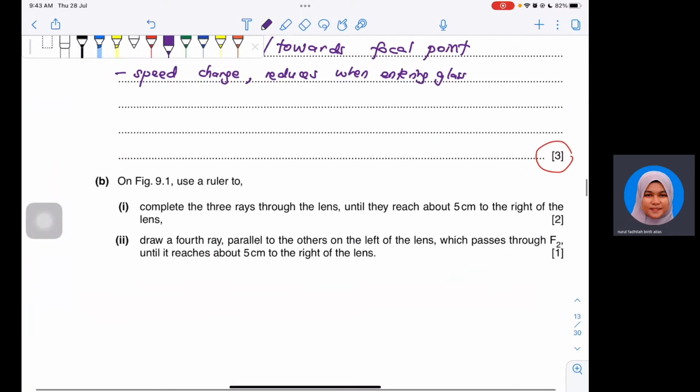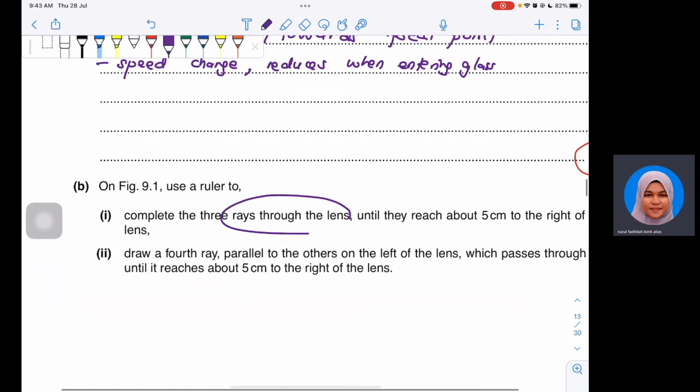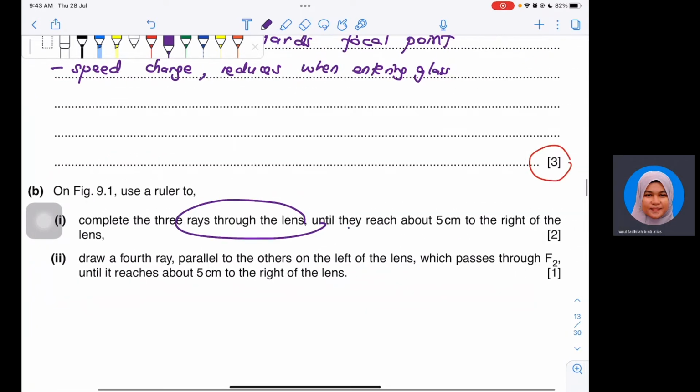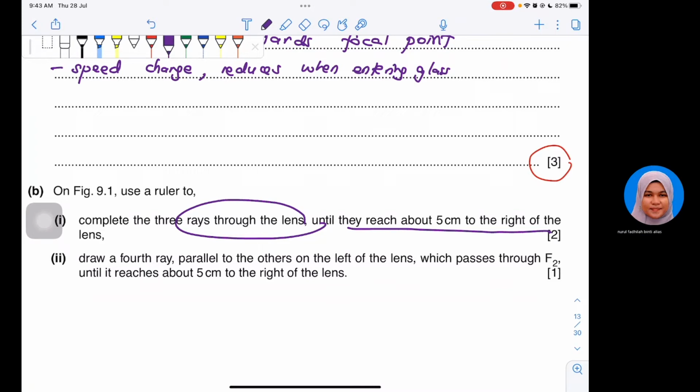On figure 9.1, use a ruler, complete 3 rays through the lens until they reach about 5 cm to the right of the lens. Okay, 2 marks for this. How to get the 3 marks?